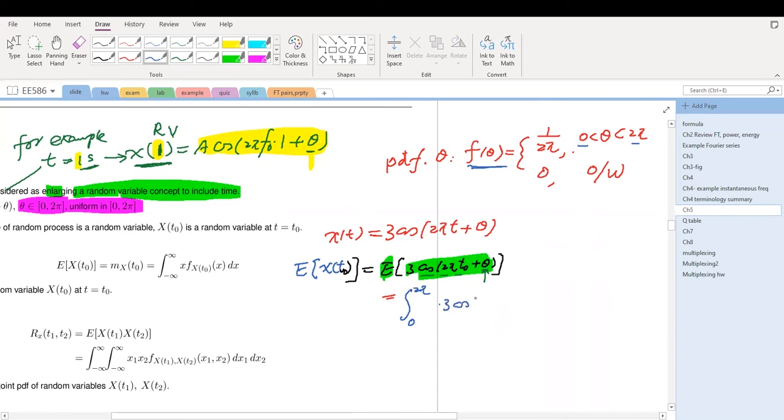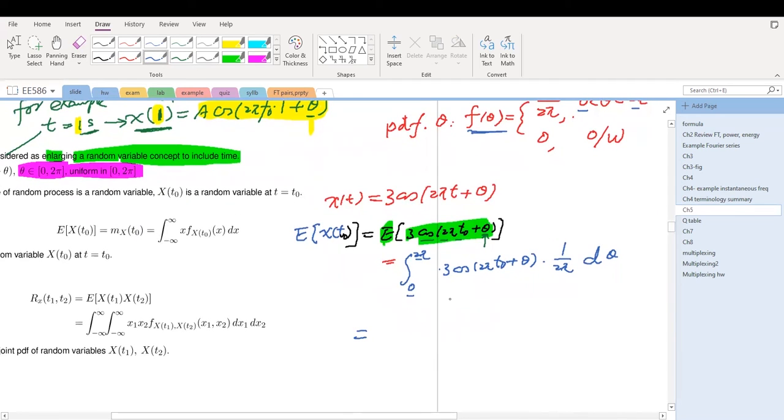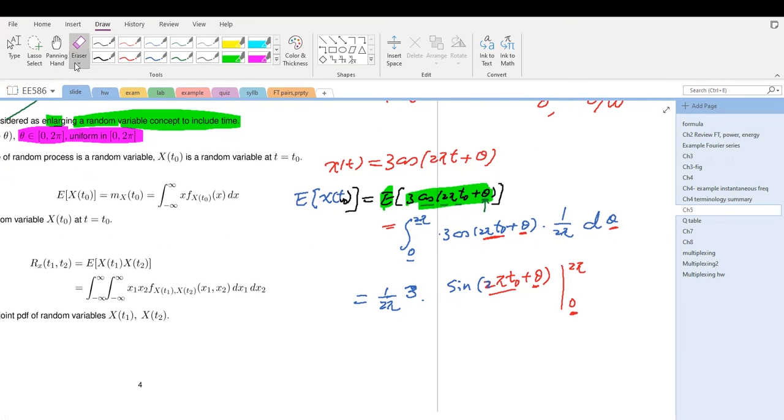So 3 cosine 2 pi t naught plus theta, and this PDF function from 0 to 2 pi is 1 over 2 pi, with d theta. Doing this integral, we're going to have 1 over 2 pi, and we take the 3 out. And this cosine integral, 2 pi t naught plus theta, with theta from 0 to 2 pi, you integrate with respect to theta. And this is a constant.